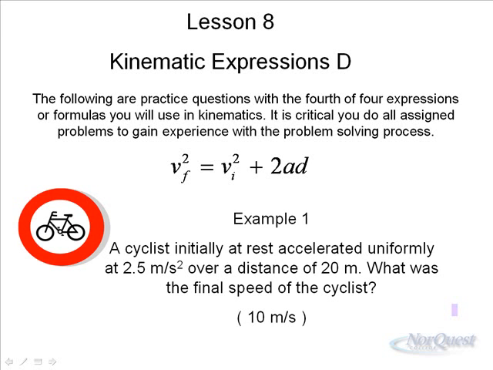So a cyclist initially at rest accelerated uniformly at a rate of 2.5 meters per second squared over a distance of 20 meters. What was the final speed of the cyclist? Now this one's pretty straightforward. Initially at rest, so what's your initial velocity? Well, it's obviously 0. Your acceleration is 2.5 over a distance of 20 meters, so basically 0 plus 2 times 2.5 is 5. 5 times 20 is 100. But of course 100 is Vf squared. And so then you take the square root of 100 and you get 10 meters per second.